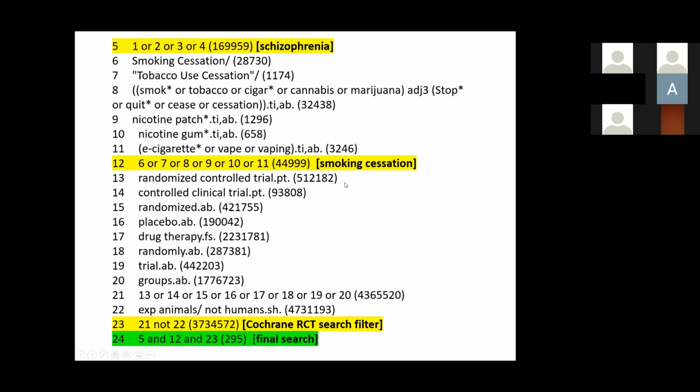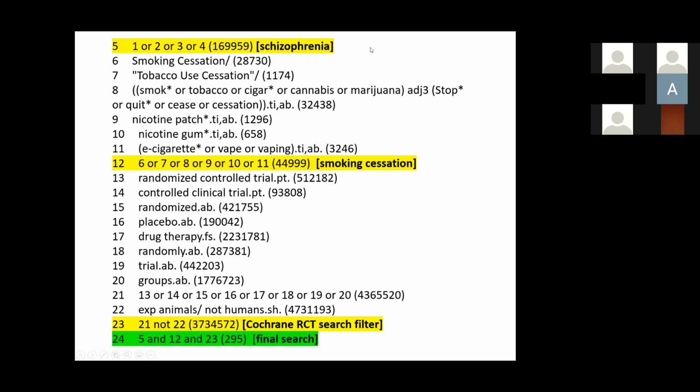Again, we have a combination of randomized controlled trial as publication type. We're looking for randomized in the abstract, and placebo. This is a floating subheading. So again, we're combining all these words and tools. Another thing in the Cochrane RCT filter is they try to screen out animal studies as well. So that's what this line is at the bottom.